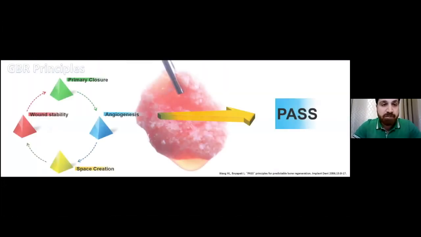Let me tell you that before talking about the material of choice, I always follow the GBR principles, or the passcode, that was mentioned by Professor Wang et al. in 2006, which is primary closure, angiogenesis, space creation, and wound stability. And I would add a fifth corner of this pyramid, which is the surgeon himself and his talent and how he's dealing with the cases and how he's selecting the case.